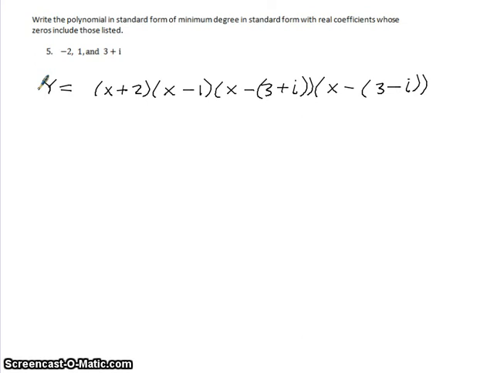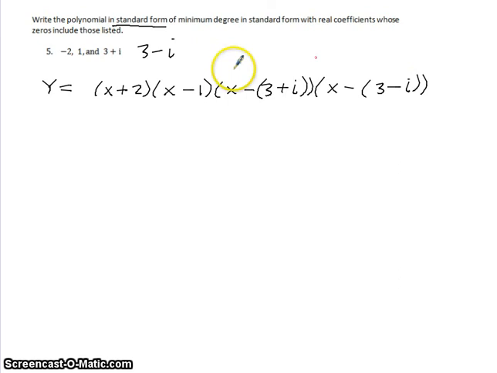And remember that if we have a complex number as a 0, and we have a polynomial with real coefficients, then that means that the conjugate of that complex number is also a 0. So that means that 3 minus i is also a 0. And so we have another factor that says x minus the quantity 3 minus i. So we have our setup, and what we need to do from this point is put the polynomial in standard form. So we need to multiply everything together.